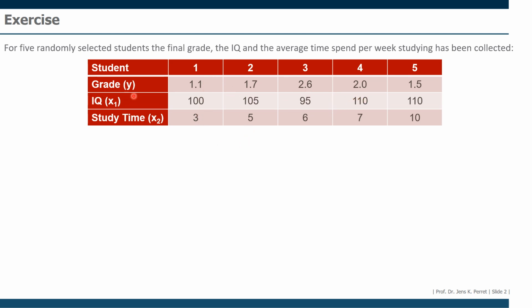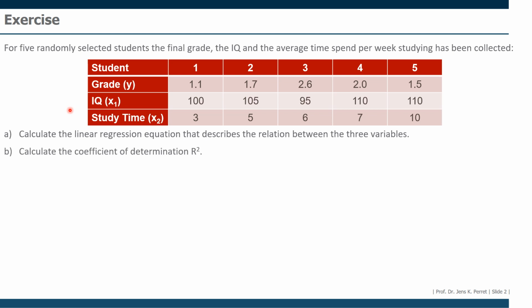So here are 5 students and the 3 values per student. We marked them with y, x1, x2, so the final grade is the dependent variable, and IQ and study time are the independent ones. Our first task: calculate the linear regression equation that describes the relation between the 3 variables. Second, calculate the coefficient of determination, r squared.